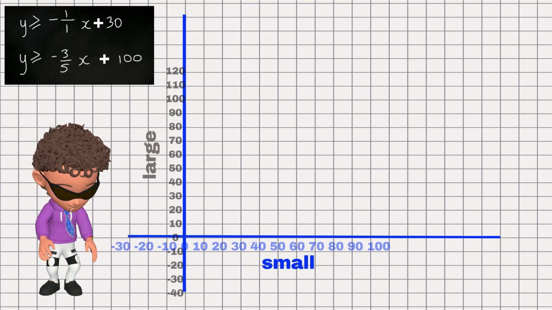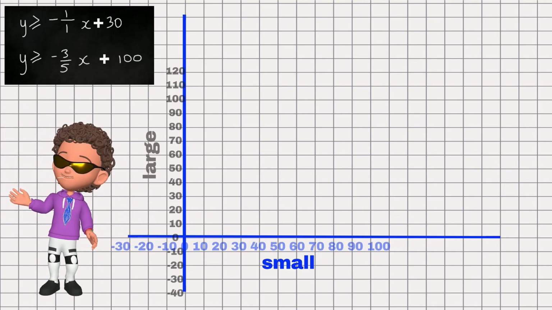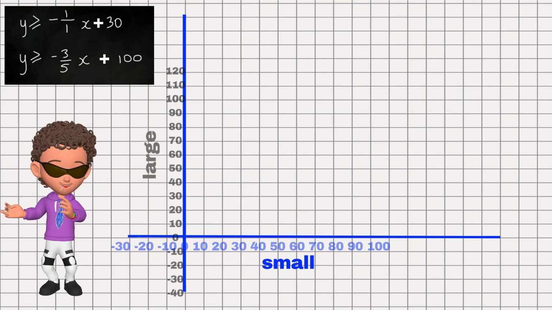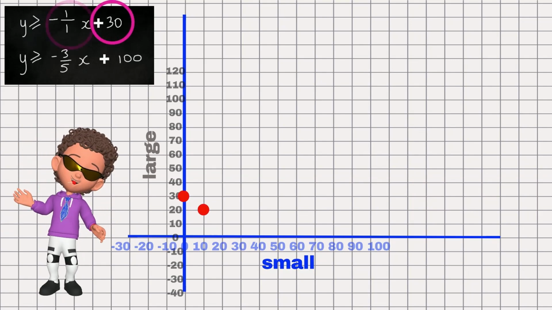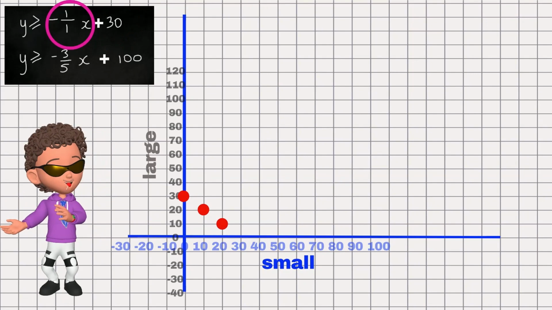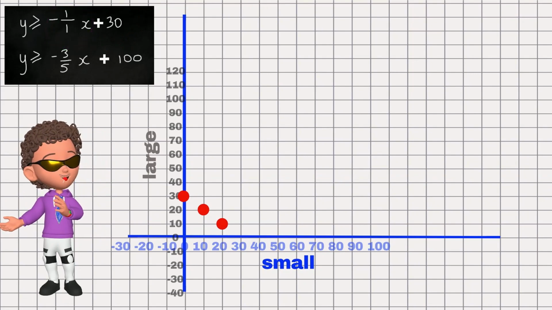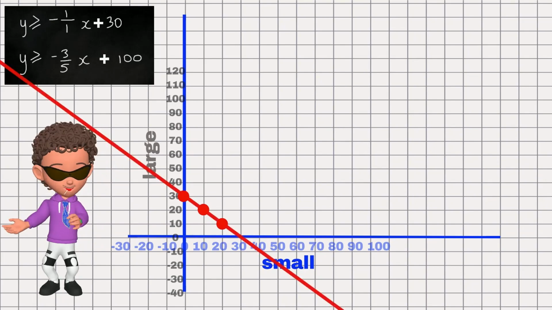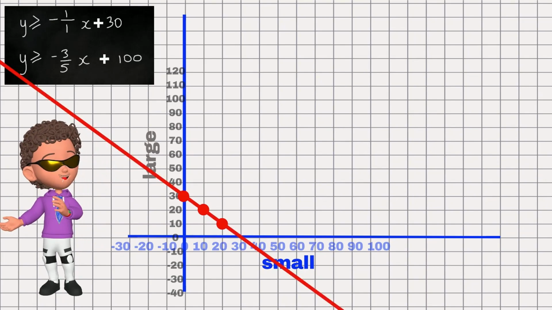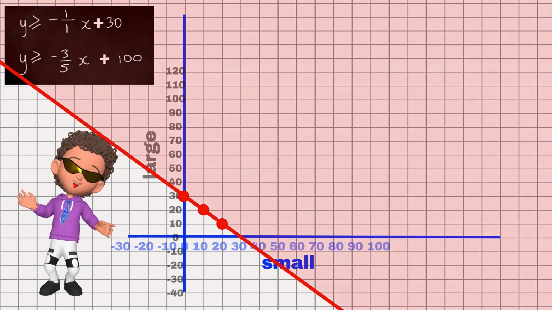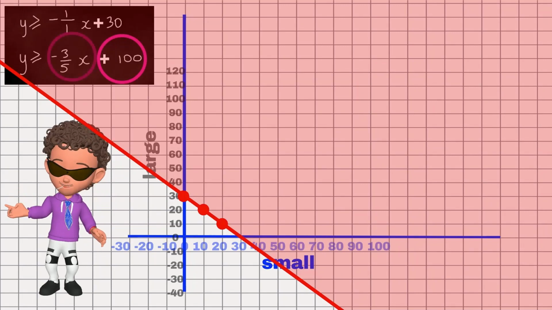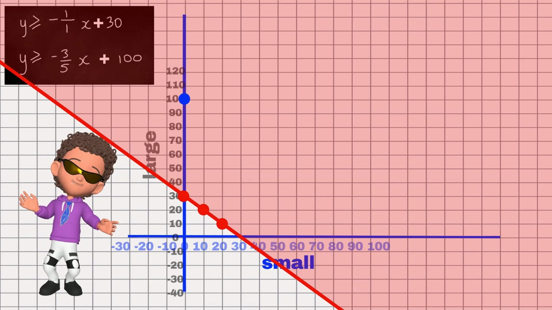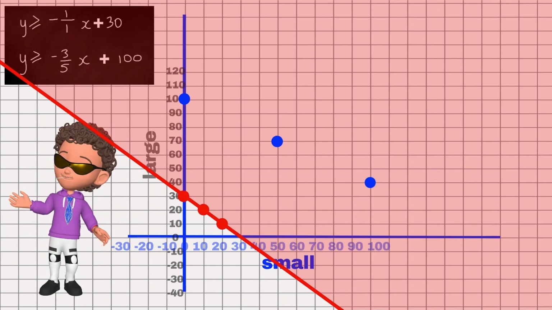Sure, Joey. Too easy. I can see the first inequality has a y-intercept of positive 30. Then the slope is negative 1 over 1, so we go down 1, then across 1, then repeat. There is my first line. Now, the second inequality has a y-intercept of positive 100, and then a slope of negative 3 over 5, so I will go down 3, then across 5, then repeat. There is my second line.